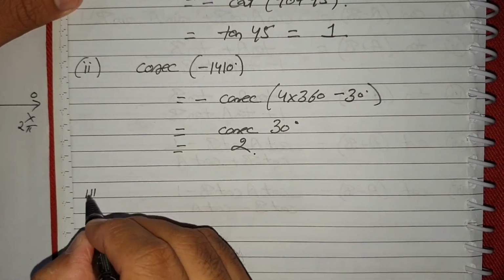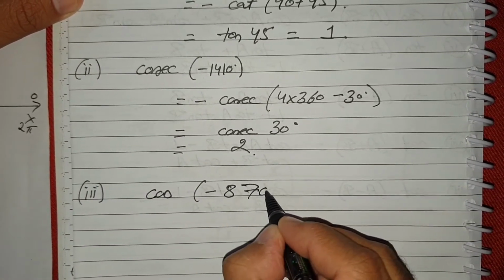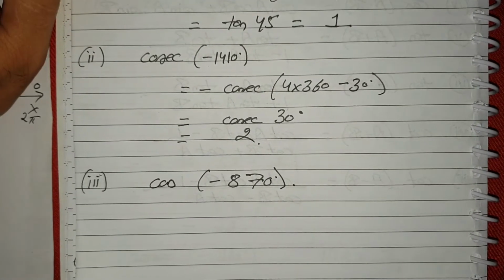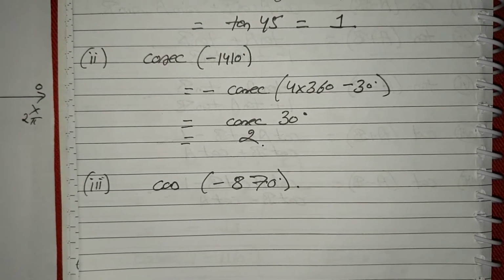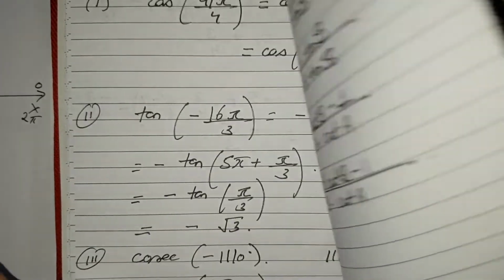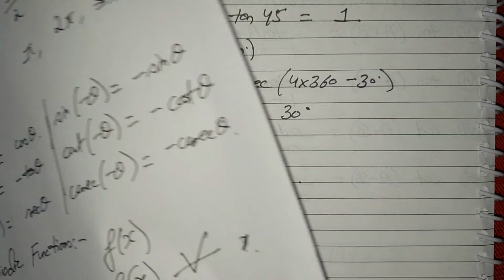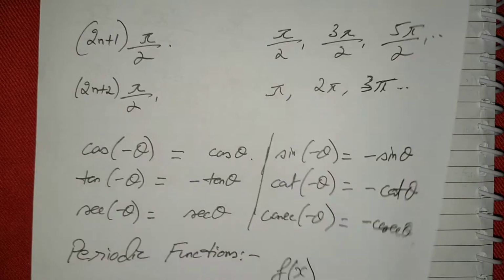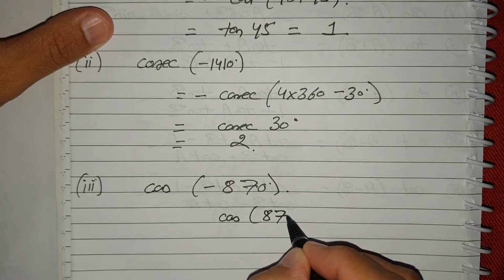Now third part. Cos minus 870. Again, if you remember, cos of minus theta is cos theta. We have discussed this, just a second, I'll show you. Yeah, cos of minus theta is cos theta. So cos of minus 870, we can write this as cos 870.